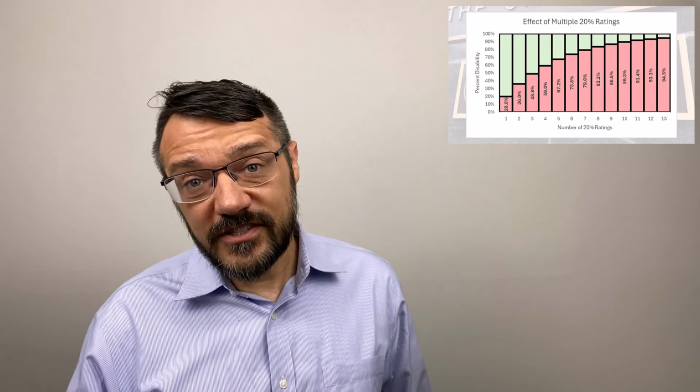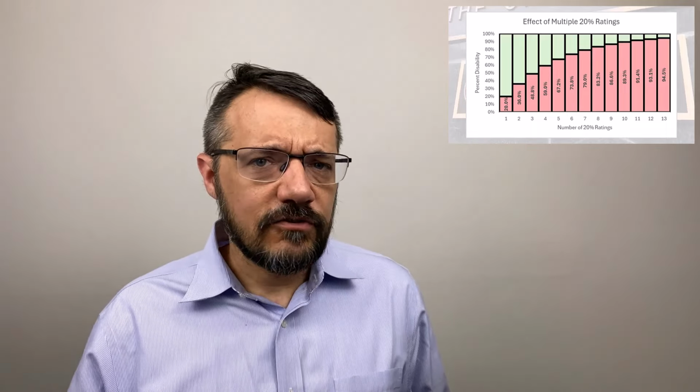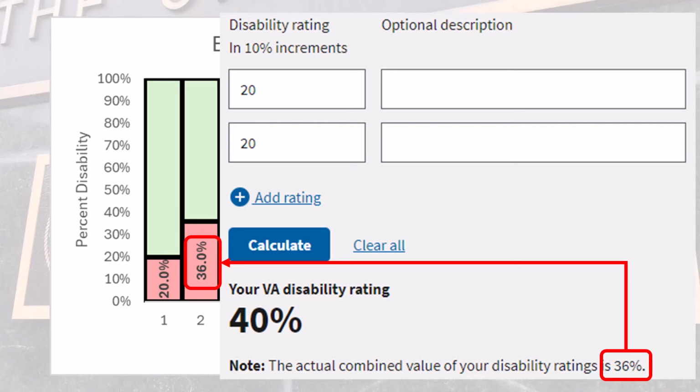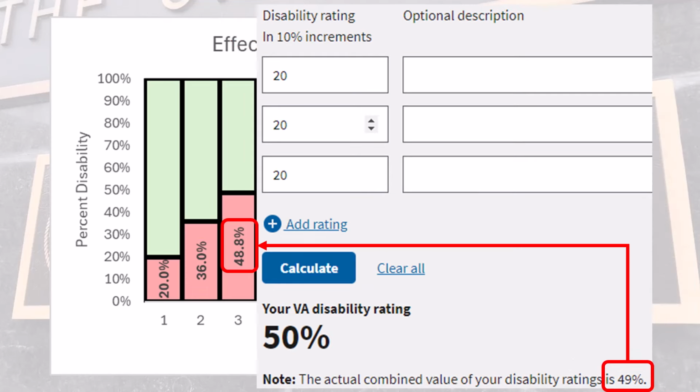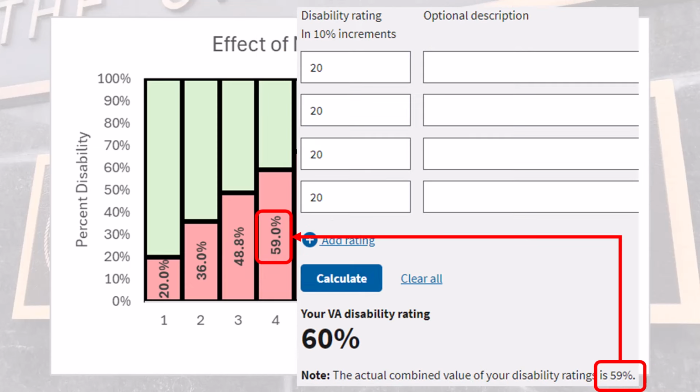Actually, let me show you something important about this rounding using this chart of 20% ratings. Suppose we only combine two ratings. From the VA calculator, you can see that the combined value is 36%, which rounds up to a 40% final rating. If we combine three 20% ratings, we get a combined value of 49%, and that rounds up to 50%. Four ratings of 20%, well, that works out to 59%, which rounds up to 60%. You see how this fourth 20% only increases the final result by 10%?